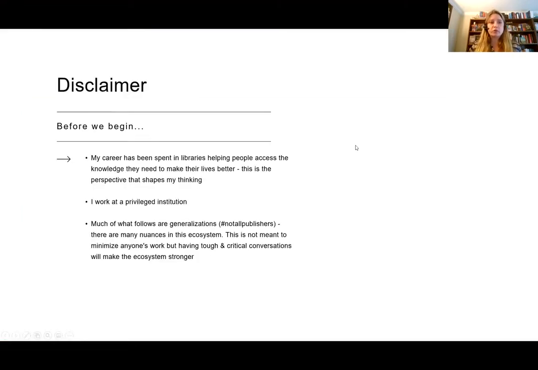I wanted to start with a short disclaimer. As mentioned, I am a librarian by career, and so that's often the lens that I take when talking about publishing and open access. I do now, through the foundation, work with a lot of researchers, but still come from that librarian lens of wanting to connect people with information. I also wanted to acknowledge that I work in a privileged institution.